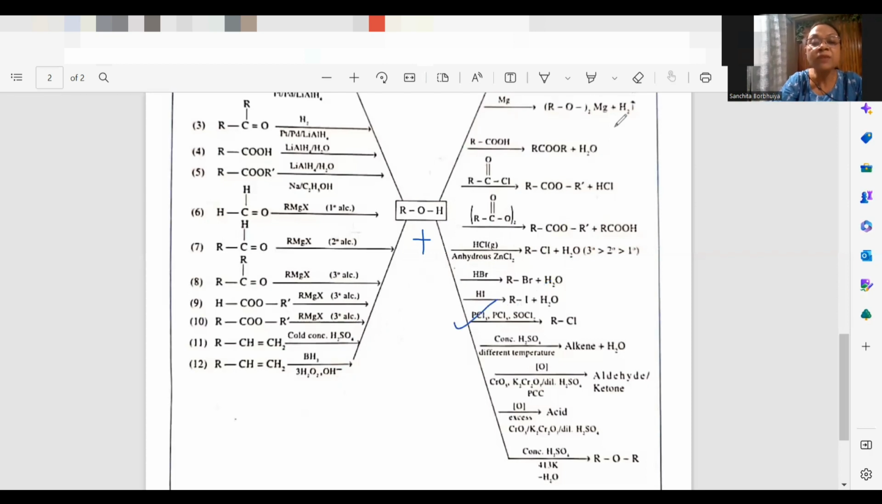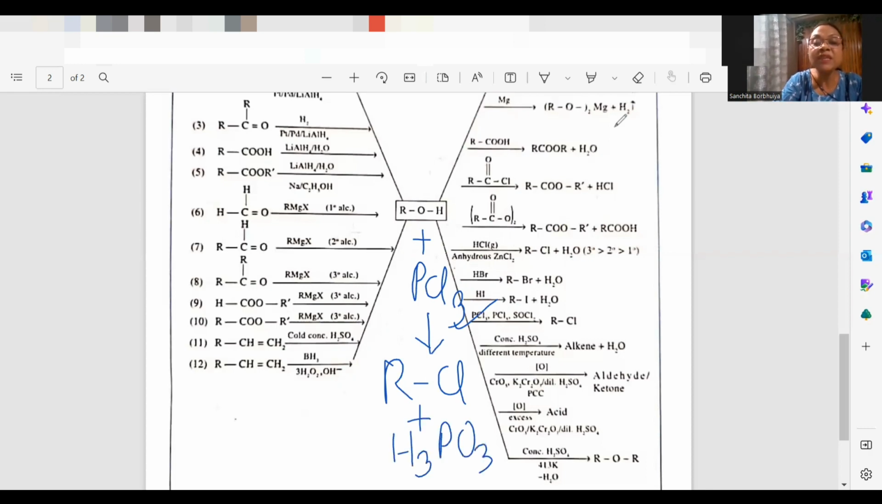The next reaction with PCl3, we had done it in the previous video also, which I had recorded. So here you will get RCl if you take PCl3, with the side product H3PO3. If you take PCl5, the main product would remain the same, RCl, and the side product will now change to HCl and POCl3, phosphorus oxychloride.